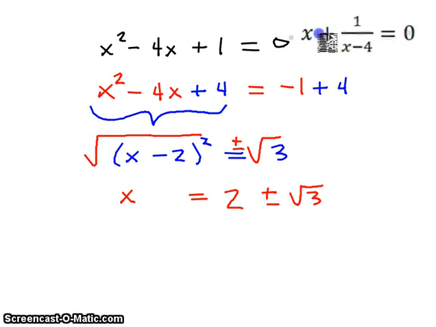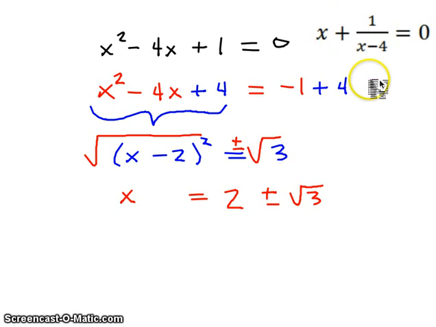Let me look back at our original equation. It looks like we won't have any problems when we substitute back in those x values. We won't have any division by 0 problems, so we're all good to go. Let's move on to the next problem.